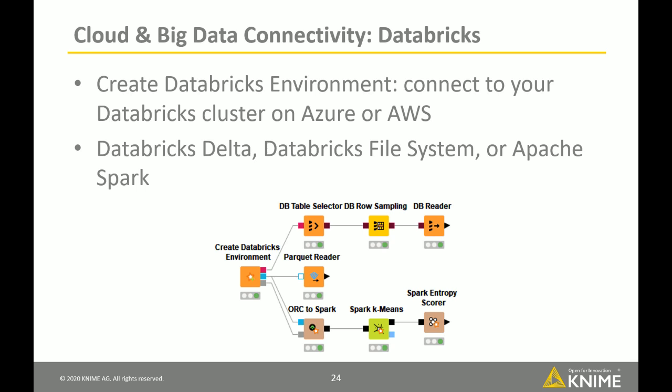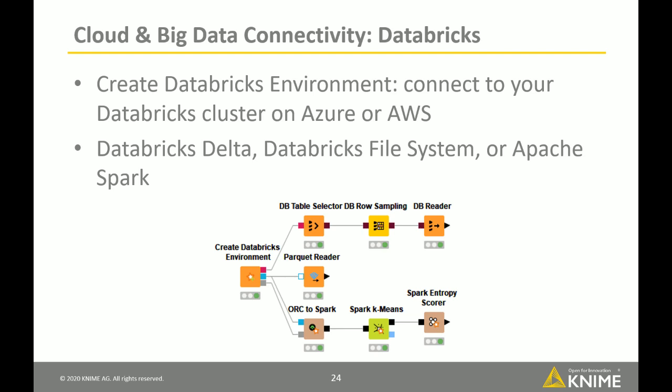Integrations. Okay, so we've added some nodes into KNIME that will allow you to access data that you may have out on different types of clusters. One of those is Databricks. So we have this new Create Databricks Environment node that you see on the left-hand side down here at the bottom. It's going to allow you to connect to a Databricks cluster on AWS or on Azure, and then you can do different things depending on how you connect to that cluster.